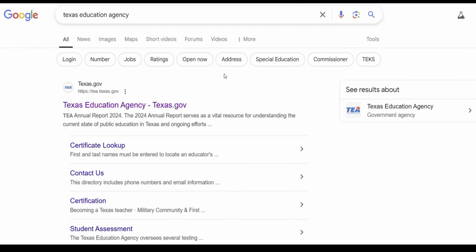We're going to search for the Texas Education Agency on Google.